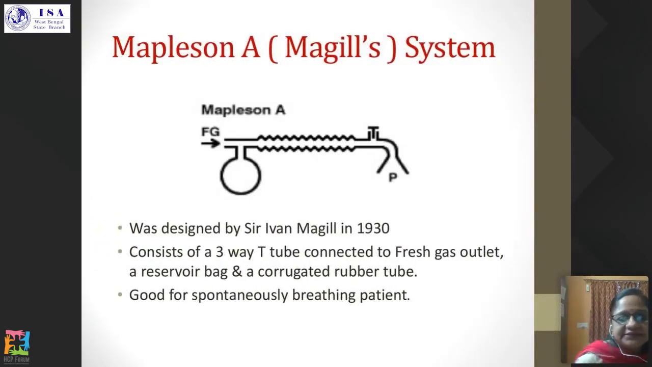What is the Mapleson A system? It is also called the Magill system. It was designed by Sir Ivan Magill in 1930. It consists of a three-way tube connected to the fresh gas outlet, reservoir bag and corrugated rubber tube. It is good for spontaneously breathing patients.